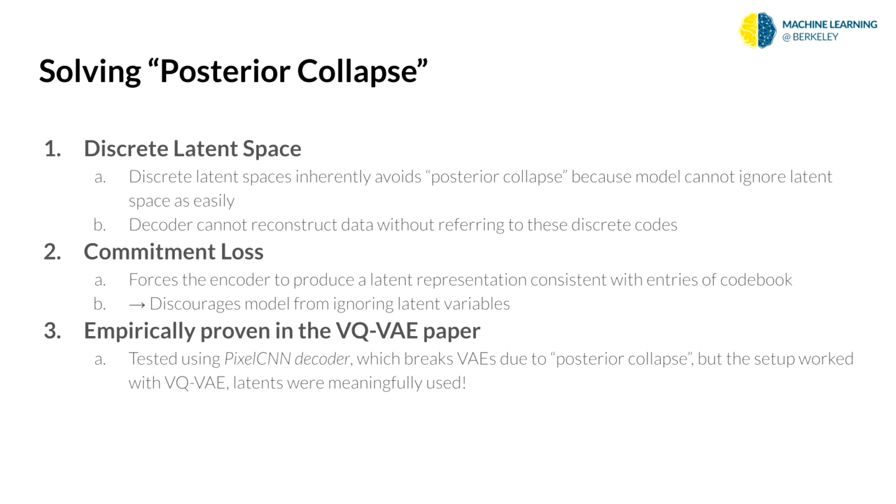So how does VQ-VAE actually fix this? It fixes this through a couple of different methods. First, we talked a bunch about the discrete latent space. Discrete latent spaces inherently avoid posterior collapse because the model cannot ignore the latent space as easily, since there are only so many different outputs it could have. Secondly, the decoder is unable to construct data without referring to these discrete codes, so it can't just ignore them. Thirdly, the commitment loss that we introduced a couple of slides ago forces the encoder to produce a latent representation consistent with the entries of the codebook.